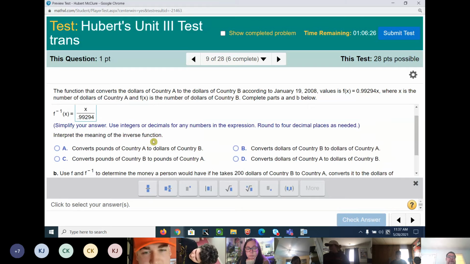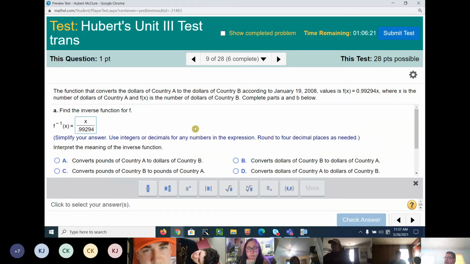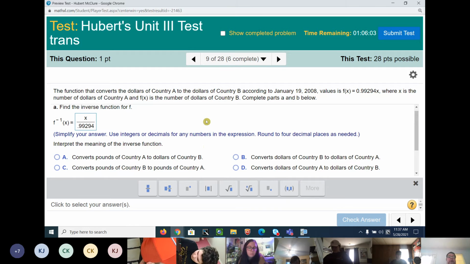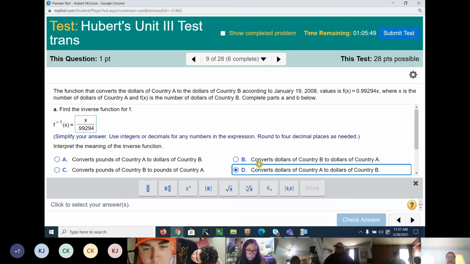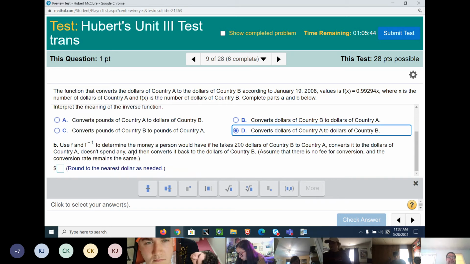Interpret the meaning of the inverse function. Well, here, this x, so now the number of dollars in country A is going to be divided by 0.99294 to equal that. So it converts the dollars of country A into the dollars of country B. That's what I would think, but I could be wrong. Use F to determine the money a person would have if he takes $200 of country B to country A. So that means I would plug in 200, that would be 200 divided by 0.99294, I think. Converts it to dollars of country A.